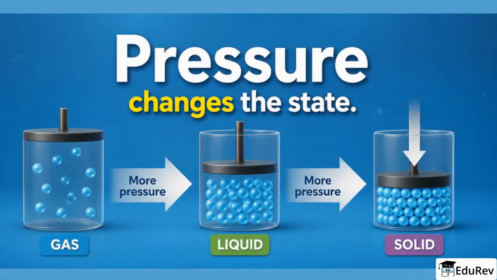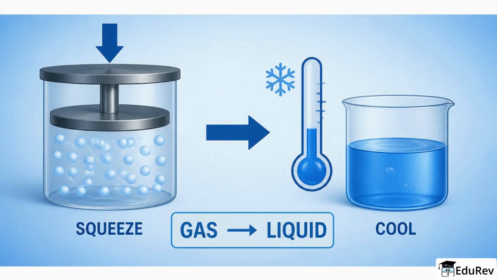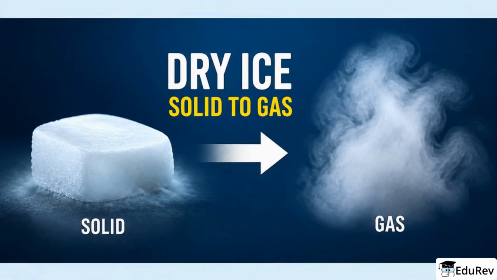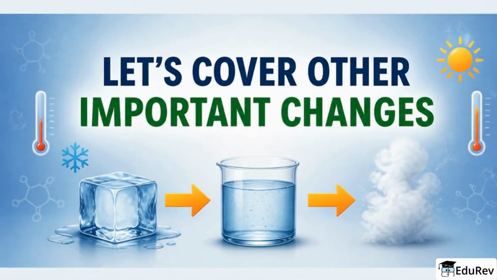Pressure also affects the state of matter. If we squeeze gases or cool them, they can turn into liquids, a process called liquefaction. Some solids like dry ice go straight to gas when pressure changes. This is special. Now let us cover other important changes.